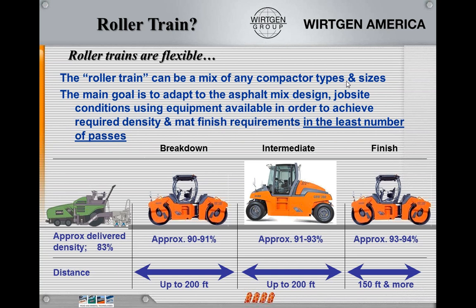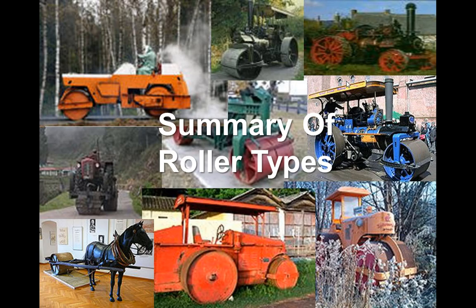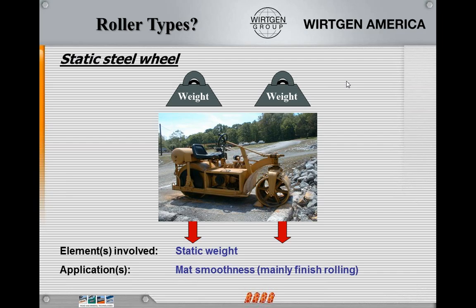So the summary of the roller types. Well, we have the static steel wheel. A lot of people never thought we'd ever get away from that. Couldn't imagine why we'd put vibration on a mix, but because of the mix designs changing and the aggregates we're utilizing, we needed a little bit more effort to get the compaction, especially with the type of loads that we are putting on our roads today.